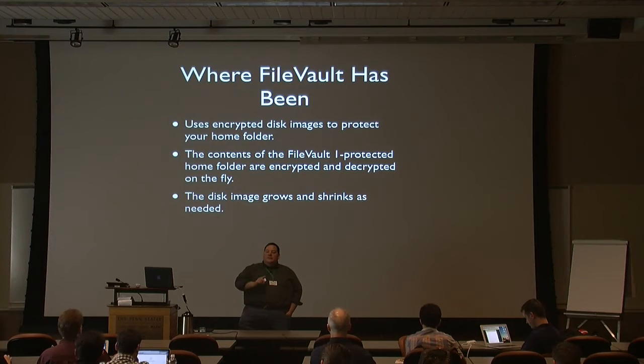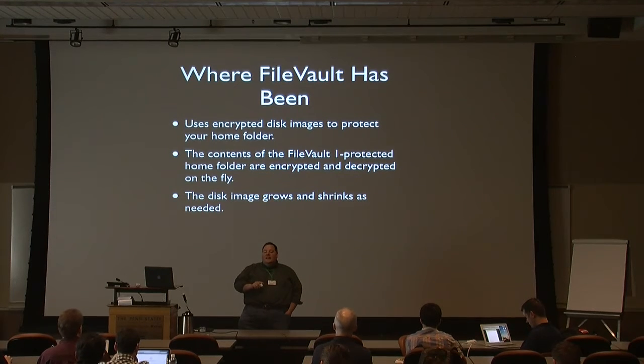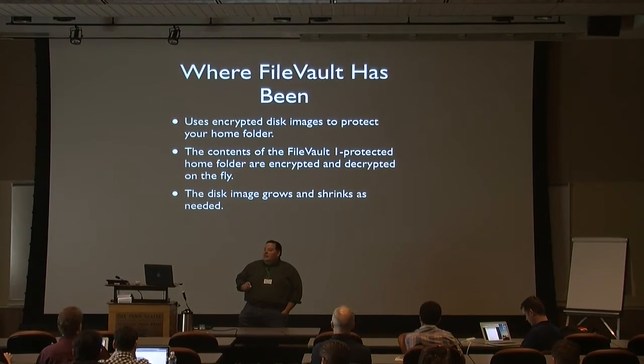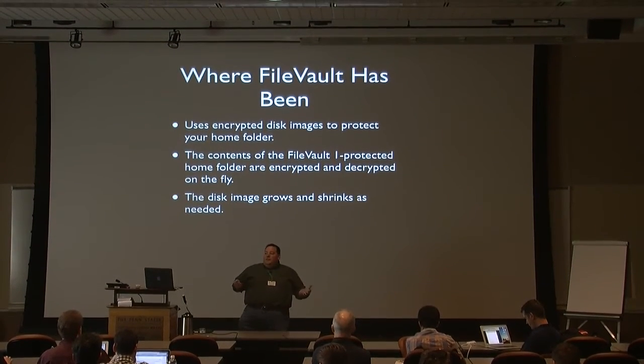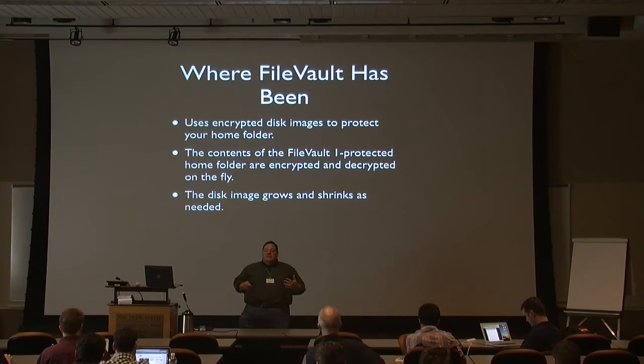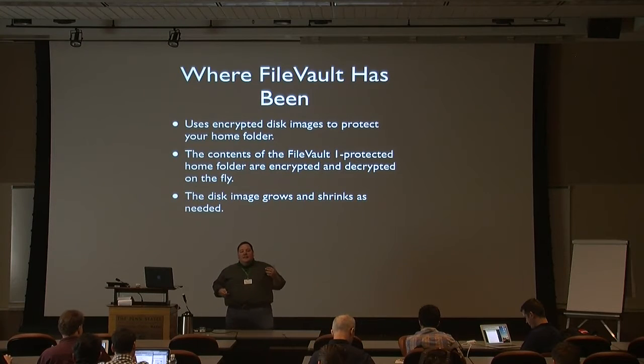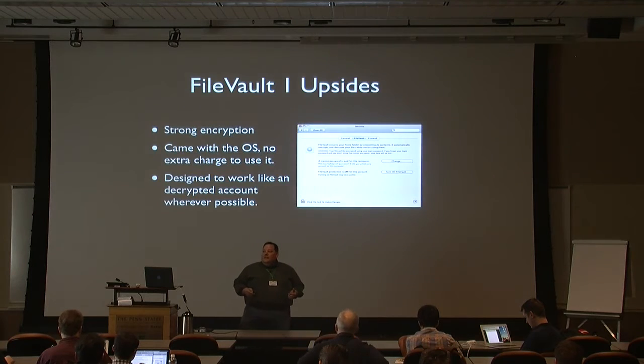Now, FileVault 1 took that same encrypted disk image technology and used it to protect one particular folder, and that's your account's home folder. How FileVault 1 did this was by creating an encrypted disk image that's able to grow or shrink with the amount of data that you have stored in your home folder, mounting that encrypted disk image when you logged in, and then unmounting it when you logged out. It basically encrypts and decrypts your data as it comes in and out of your home folder on the fly. Now, FileVault 1 had some upsides and downsides.